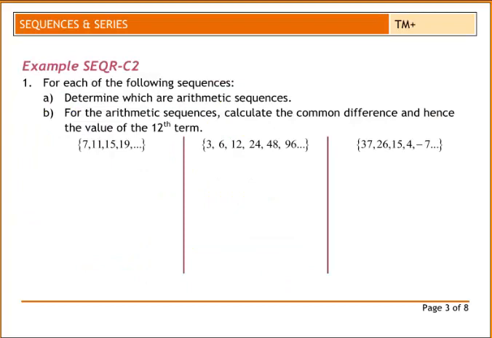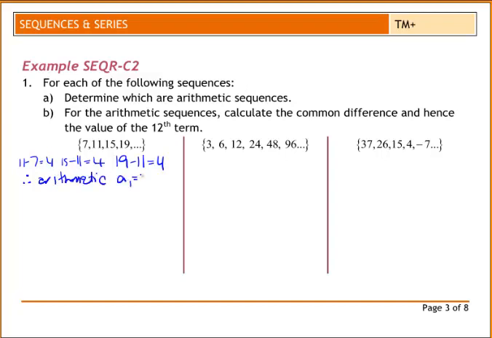Firstly, for each of the following sequences, A, determine which are arithmetic, and B, for the arithmetic sequences, calculate the common difference and hence the value of the 12th term. So in the first one, we need to find out whether it's arithmetic. If I go 11 minus 7, I get 4. 15 minus 11, 4. 19 minus 15 is 4. So therefore, it's arithmetic, because there is that common difference.